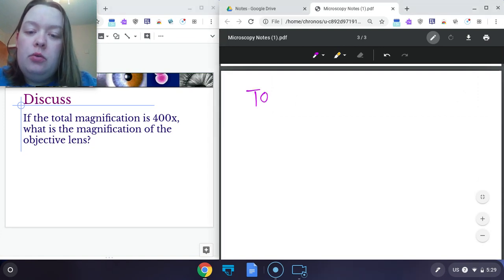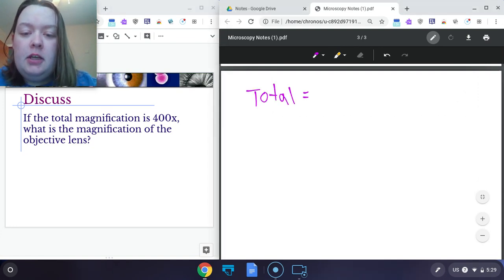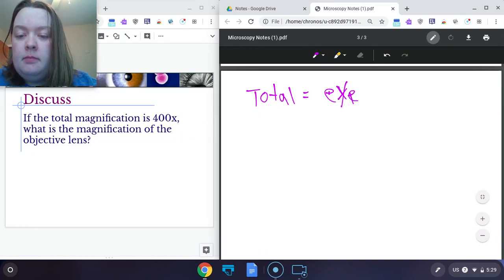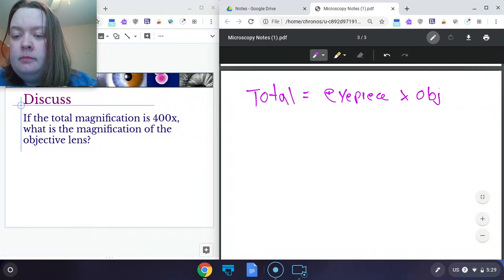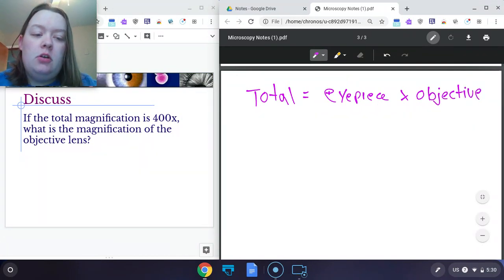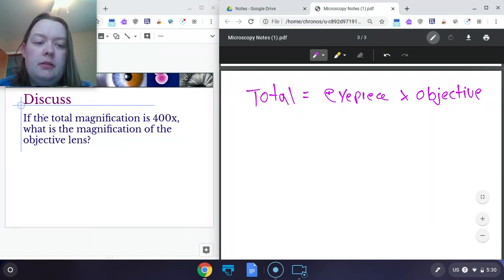So again, our total magnification is equal to our eyepiece times the objective. So that's our equation.